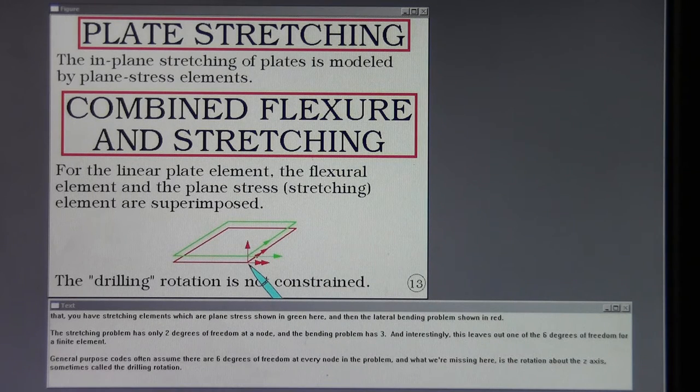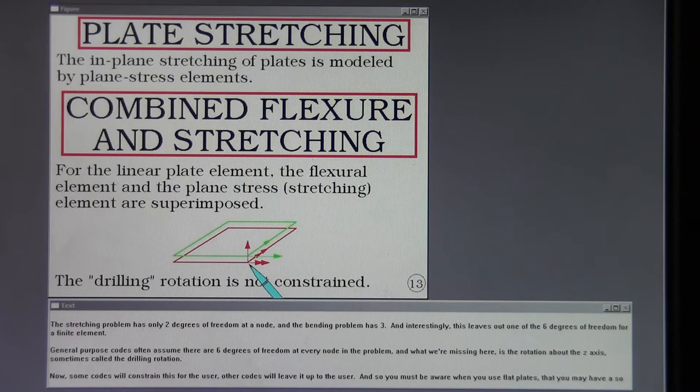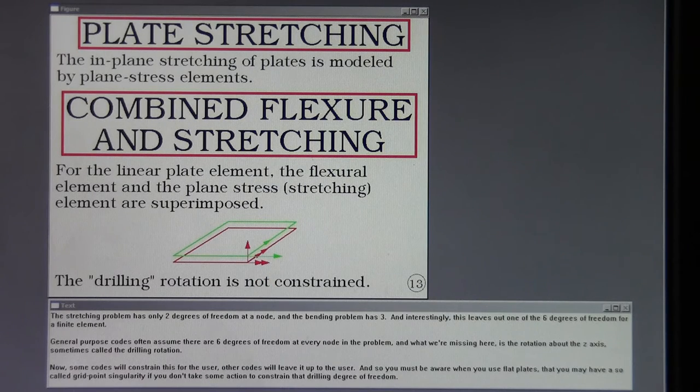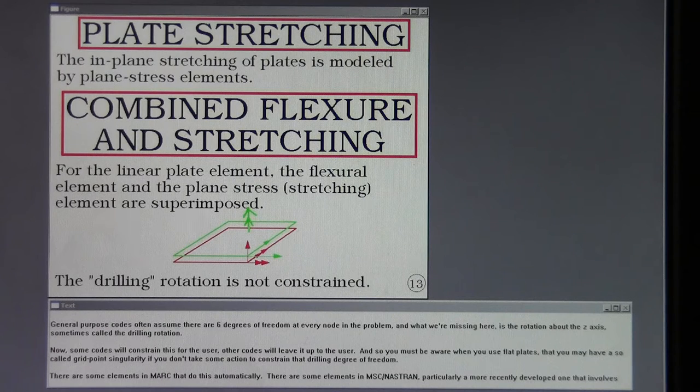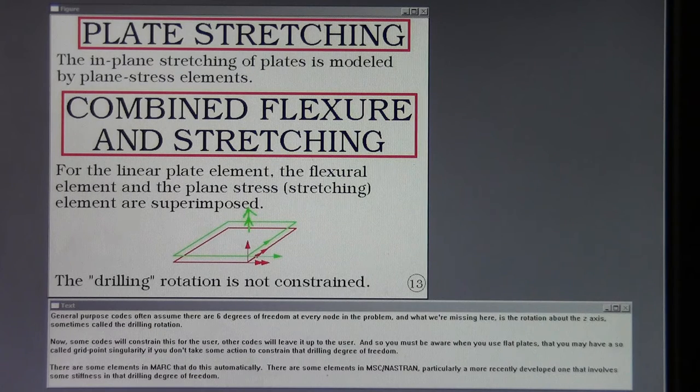And interestingly, this leaves out one of the 6 degrees of freedom for a finite element. General purpose codes often assume there are 6 degrees of freedom at every node in the problem. And what we're missing here is a rotation about the z-axis, sometimes called the drilling rotation. Now, some codes will constrain this for the user. Other codes will leave it up to the user. And so you must be aware when you use flat plates that you may have a so-called grid point singularity if you don't take some action to constrain that drilling degree of freedom.